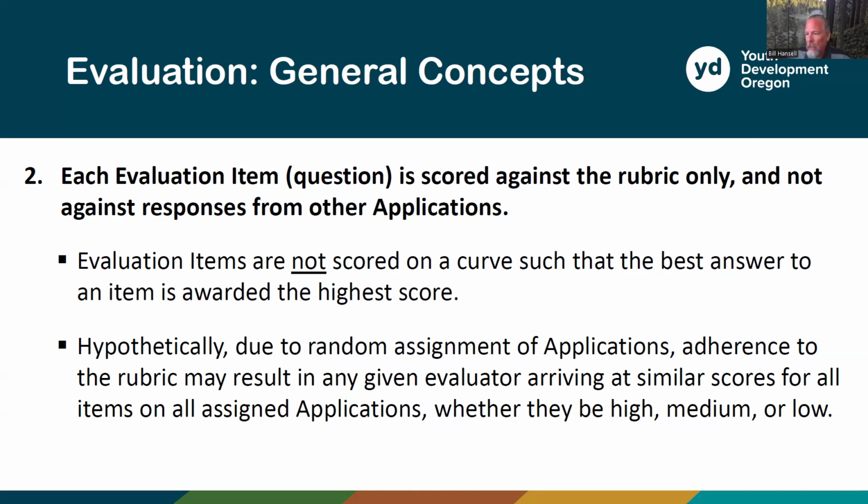Similarly, it is possible that all scores for a single evaluation item, and all scores for all evaluation items, are similar. As long as the rubric is being followed, this is not something to be concerned with. It simply indicates that all assigned applications were of similar quality, whether that is high, medium, or low. Next slide, please.